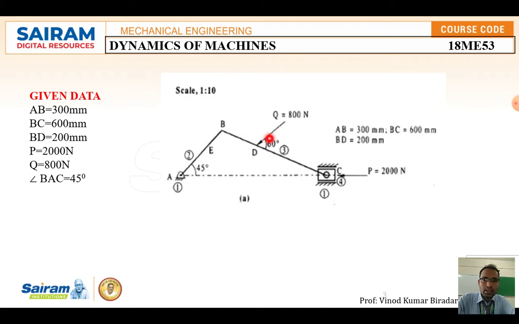With an angle of 60 degrees. Keep the protractor here, mark the 60 degree angle and draw one force. That is Q equal to 800 Newton. After constructing this, one more force is acting on the piston, that is P equal to 2000 Newton. Just draw the line here, P equal to 2000 Newton.